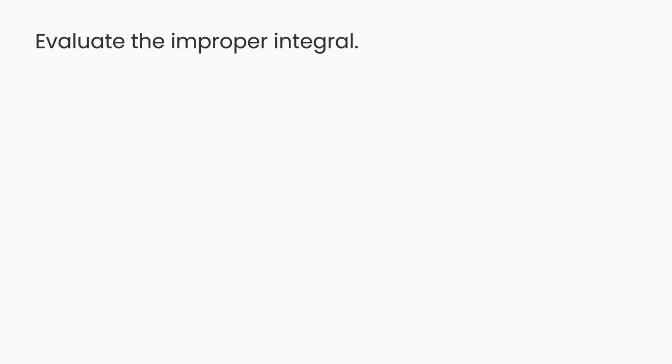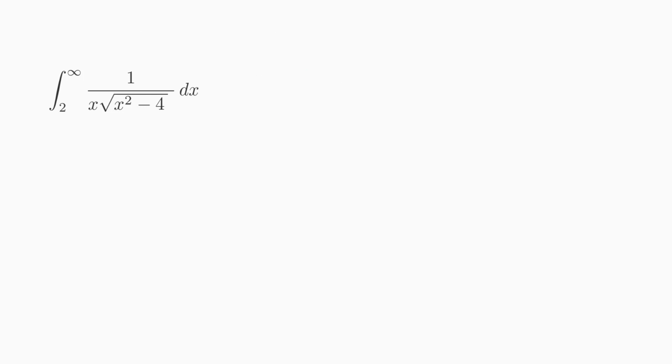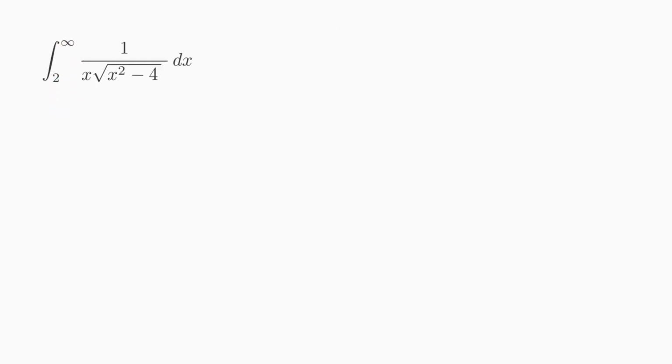Let's determine whether this improper integral is convergent or divergent. There are two reasons for why this integral is improper. One is that the integral has an infinite interval. The other is that when we substitute 2 into x, we get 0 in the denominator. So what should we do?